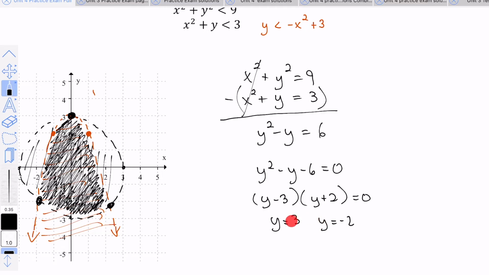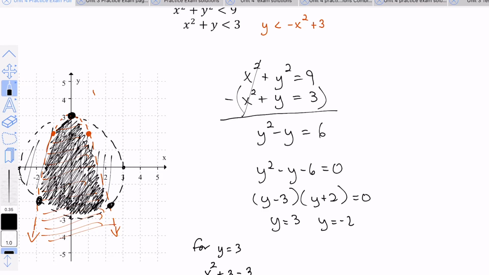So next step, like I said, find the x values that correspond with these y values. So for y equals 3, I'll just use this one right here, x squared plus y equals 3. So x squared, and then instead of y, I'm going to put 3, equals 3. Subtract 3, we get x squared equals 0.